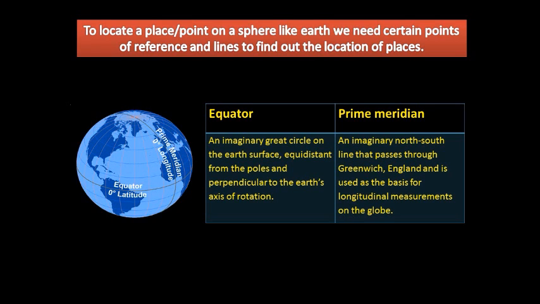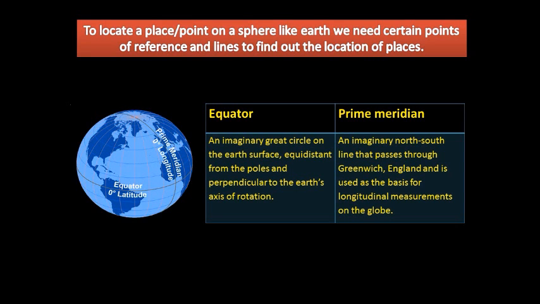Another line is called the prime meridian. The prime meridian is an imaginary north-south line that passes through a place called Greenwich in England and is used as the basis for longitudinal measurements on the globe. This prime meridian is a line which passes in the north to south direction, and it passes through a place called Greenwich in England.